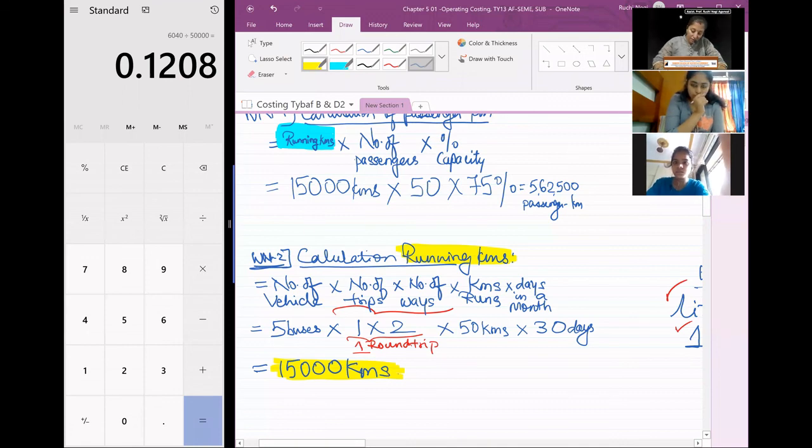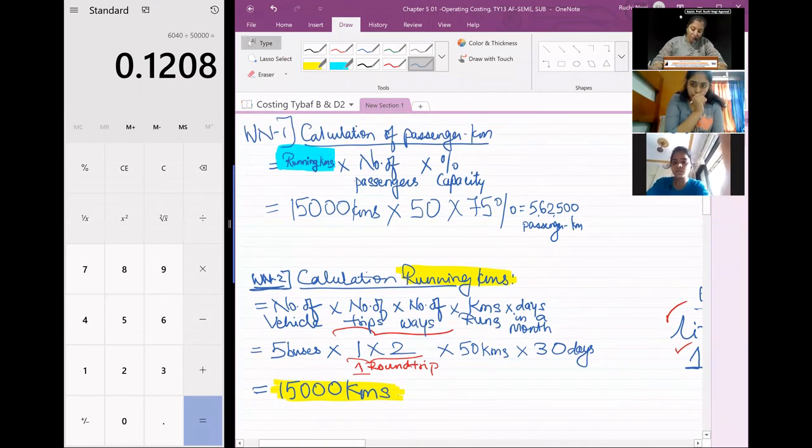And this is my passenger kilometer. So if these two pieces of information are done correctly by you, then the whole cost sheet will be done. So next lecture, I will ask you what is the answer of this sum. I have already discussed the sum.